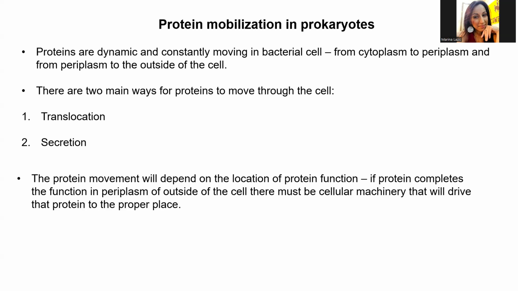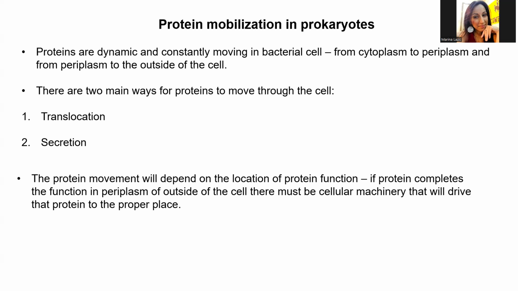What directs protein movement through the cell is the protein's function, which will direct the location of the protein. For example, if a protein performs its function in the periplasm, then the protein has to be transported from the cytoplasm to the periplasm. If a protein performs its function outside of the cell, like some toxins, then it has to go from the cytoplasm to the periplasm and then out of the cell. So the whole point is that there must be cellular machinery that will drive the protein to the proper location where it will perform its function.